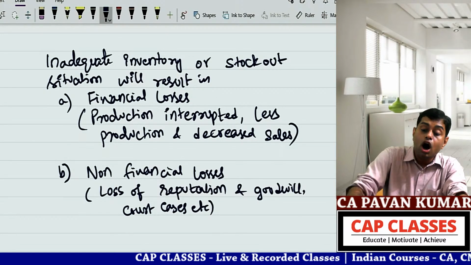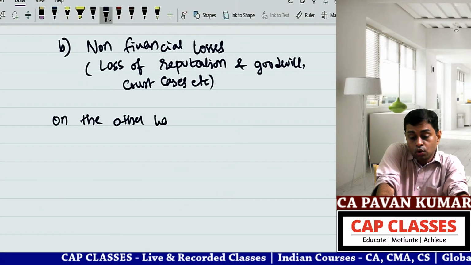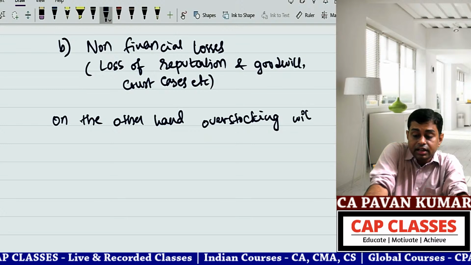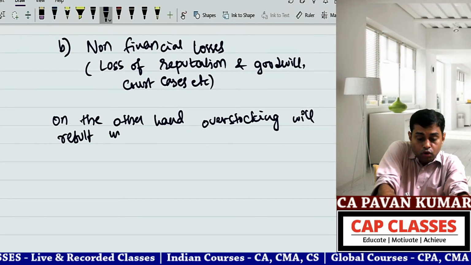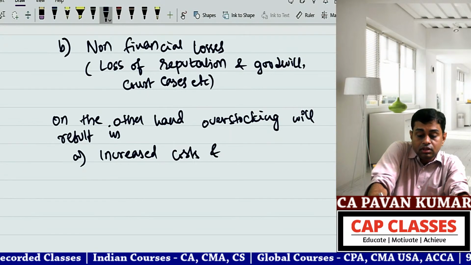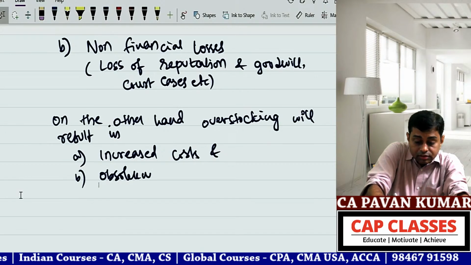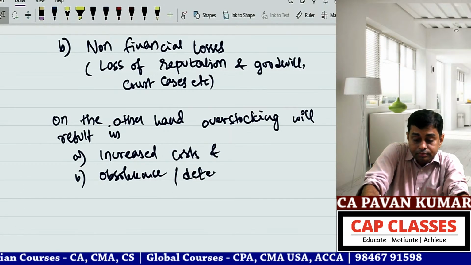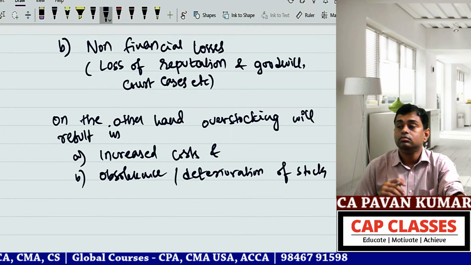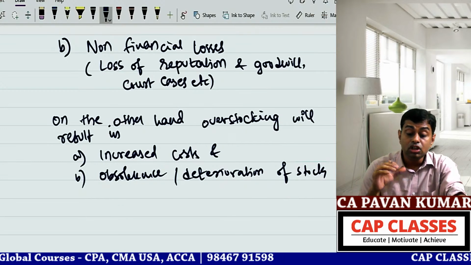Okay, next point. On the other hand, overstocking will result in A, increased costs, and B, obsolescence or deterioration of stock. On the other hand, overstocking will result in increased cost. Cost will be increased. Obsolescence and deterioration of stock.